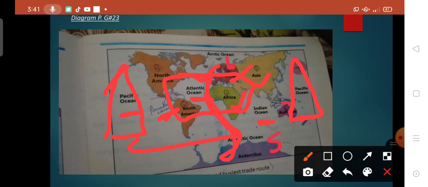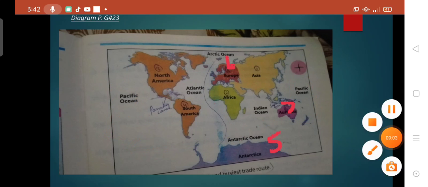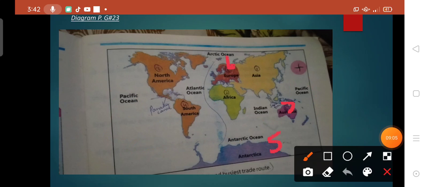Here we have the Indian Ocean. Okay, in the Indian Ocean we discussed Java Trench. This is Java Trench. Australia, here we have Australia, the 7th continent, the smallest continent.